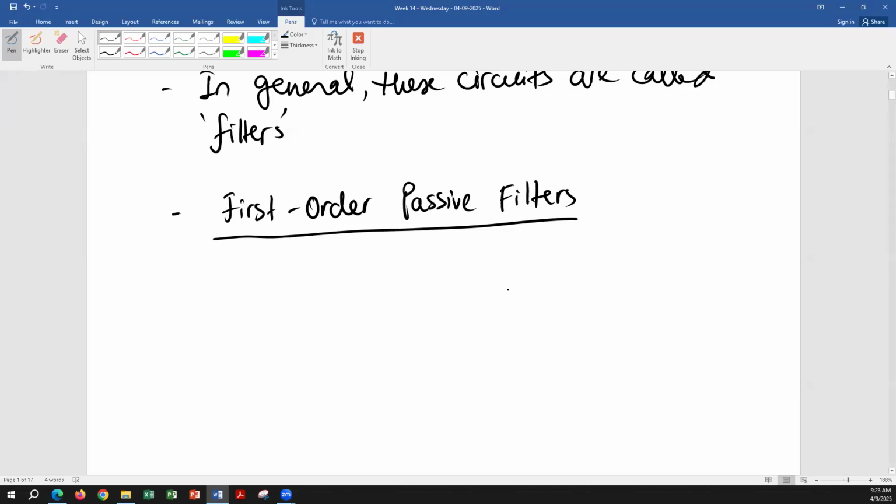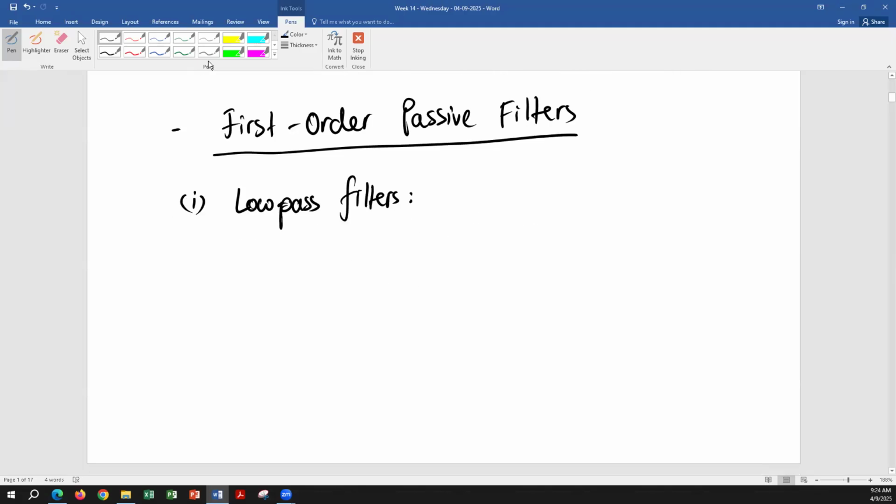Okay. So in general, you have passive filters, you have low pass, first order passive filters. Now the low pass filter, basically the response of a low pass filter looks like this. Now I'm going to draw both the ideal response and the practical response. So the ideal response of the low pass filter looks like this.